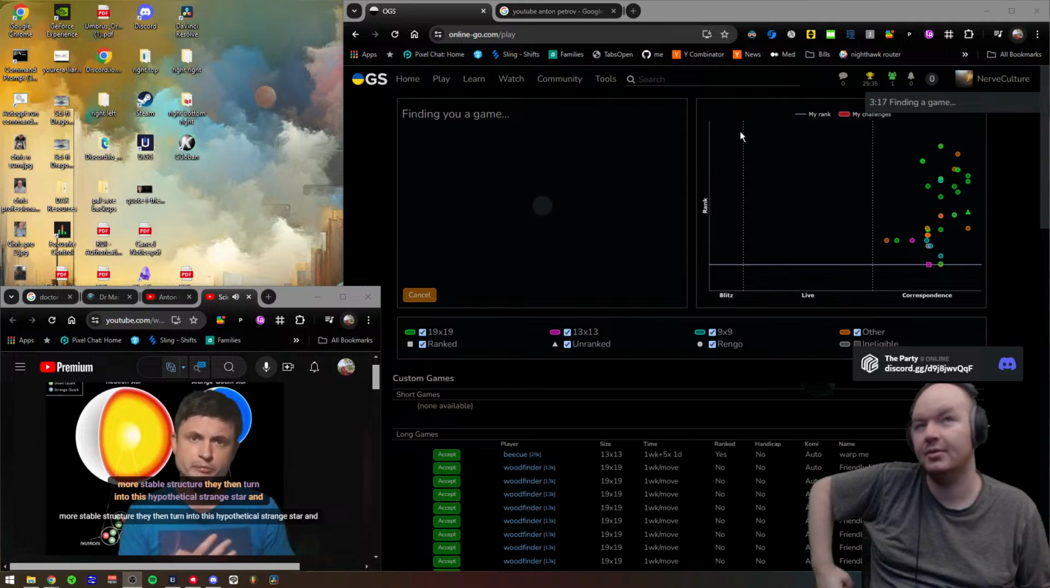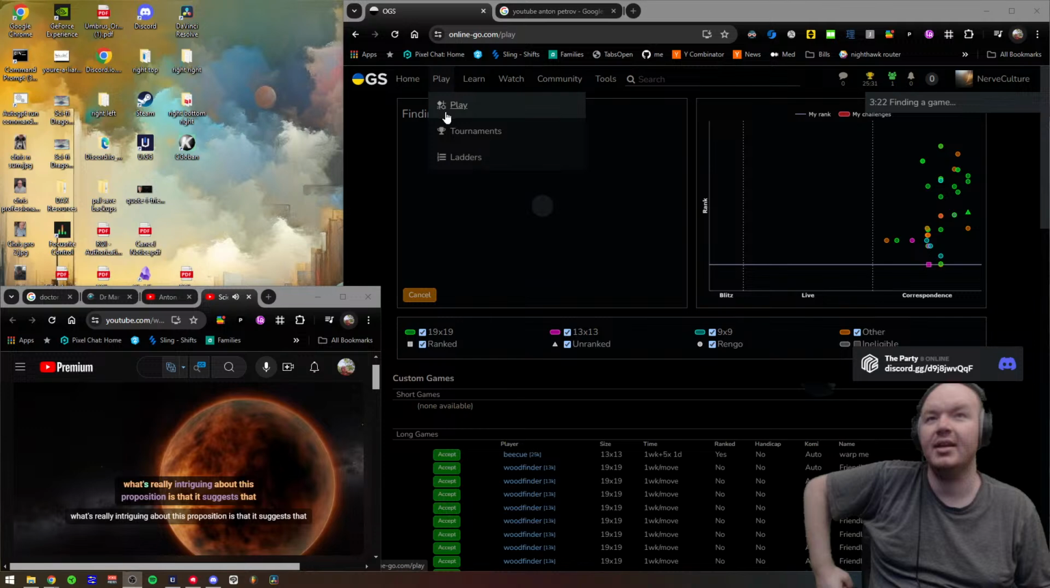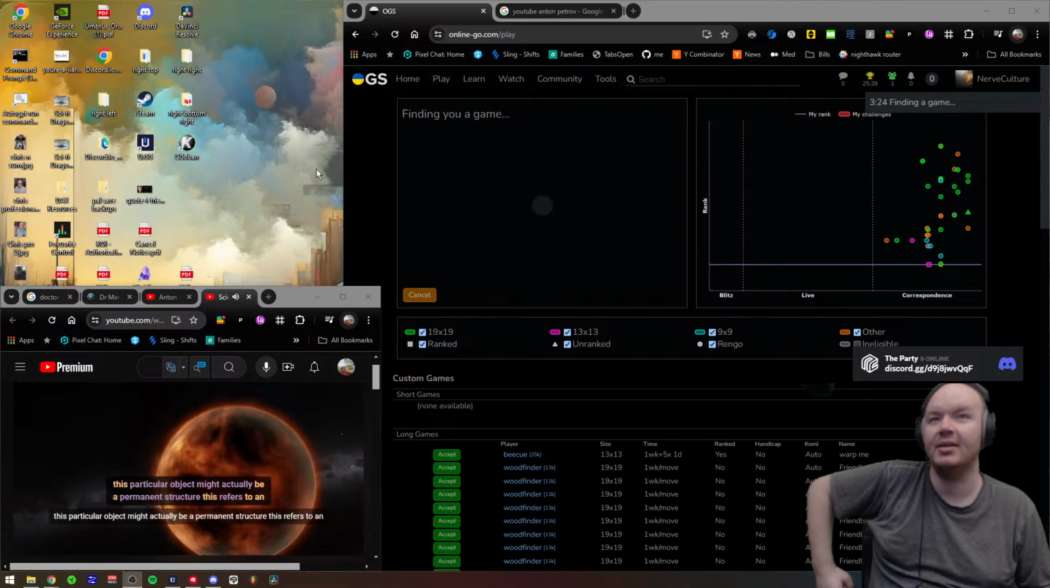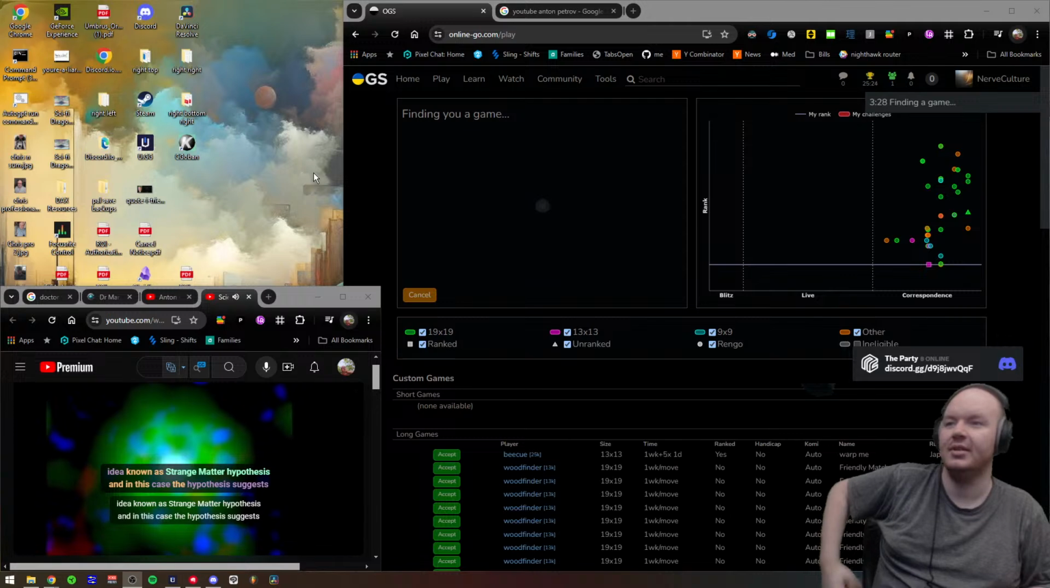they then turn into this hypothetical strange star. And what's really intriguing about this proposition is that it suggests that this object might actually be a permanent structure. This refers to an idea known as strange matter hypothesis.